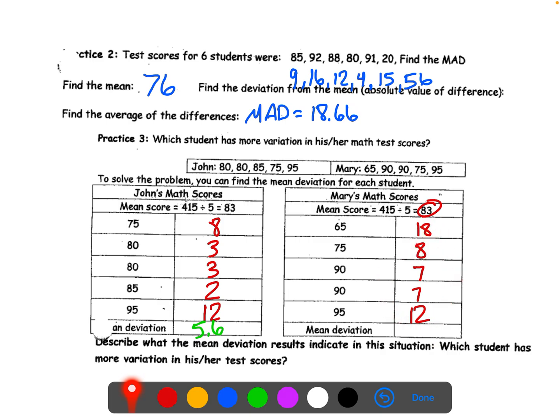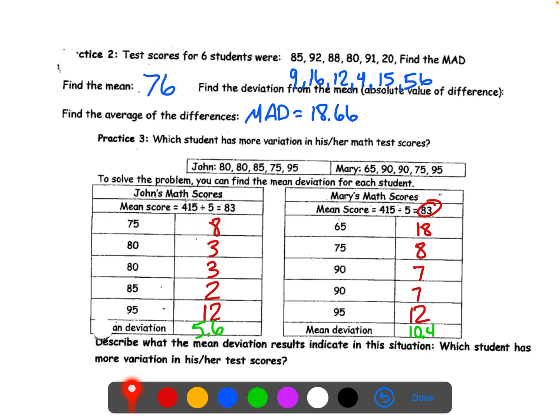But if you added those up, divided by 5, you get 10.4. That means that her test scores are further away from this average. That's because she had a really low score here that was 18 points below her average, and she had a really high score that was 12 points above her average.